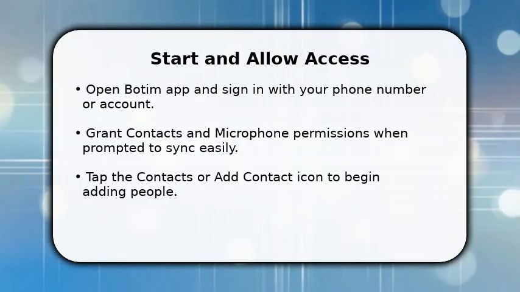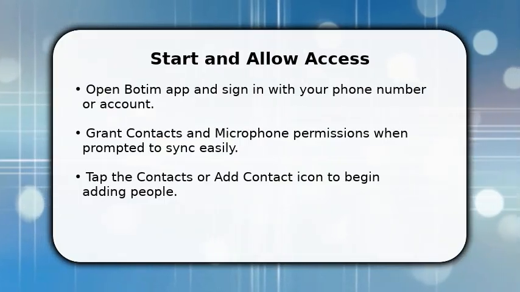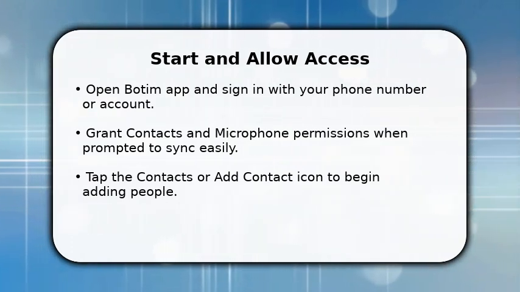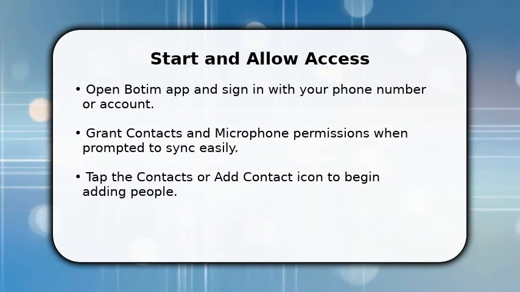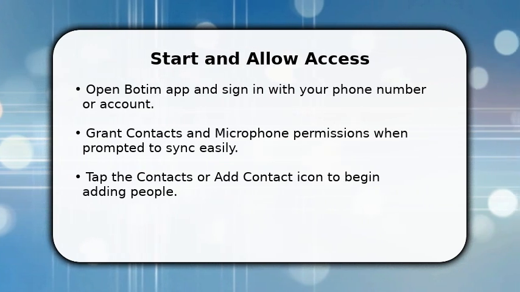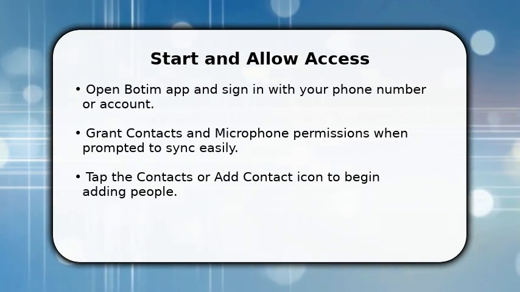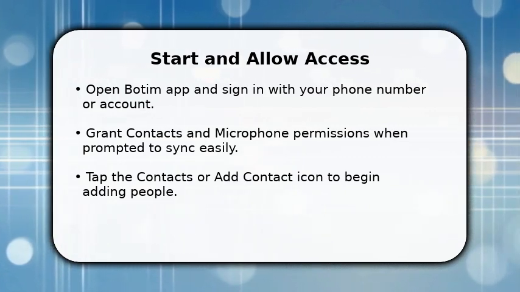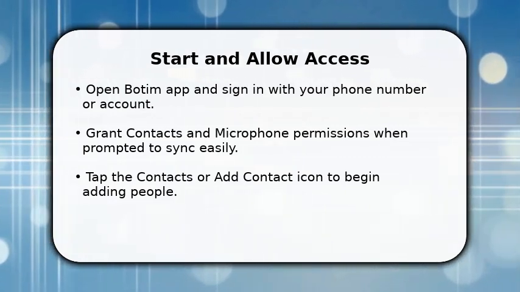Enjoy the video. You've opened Botim, now let it access your contacts so the app can find matches. Once done, tap the contacts or the Add Contact icon to start. If you prefer manual entry, choose Add Contact and type the person's full phone number including country code. This ensures delivery. Make sure your internet connection is stable. Botim needs it to check if the number is registered.